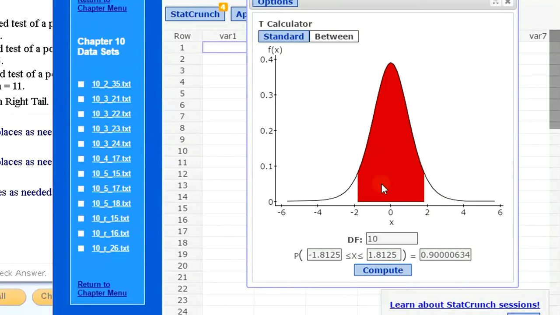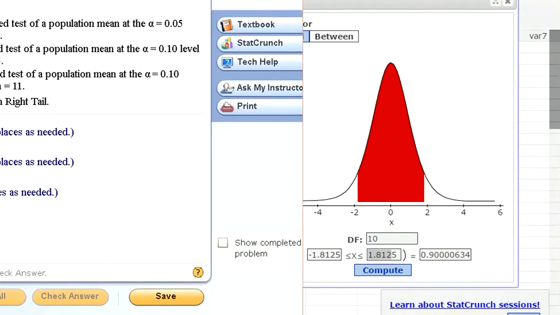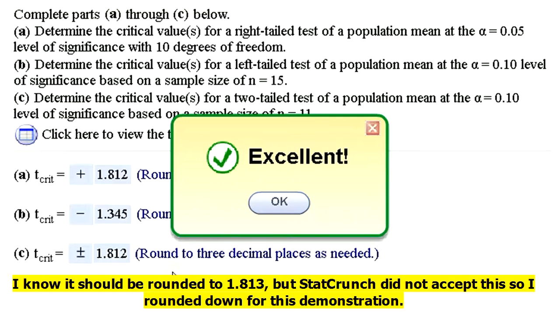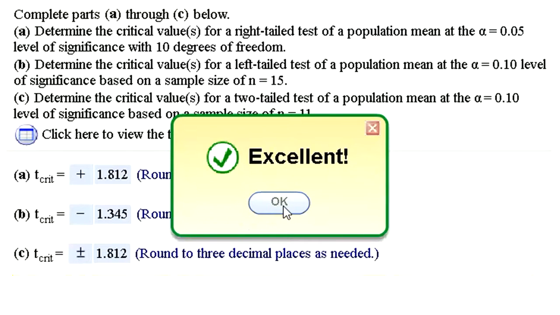You click compute and you're going to get your cutoffs. This is great. So it's 1.8125. That's 1.813. This requires me to put plus or minus 1.813. I don't know why it wanted it at 812. That's not right.